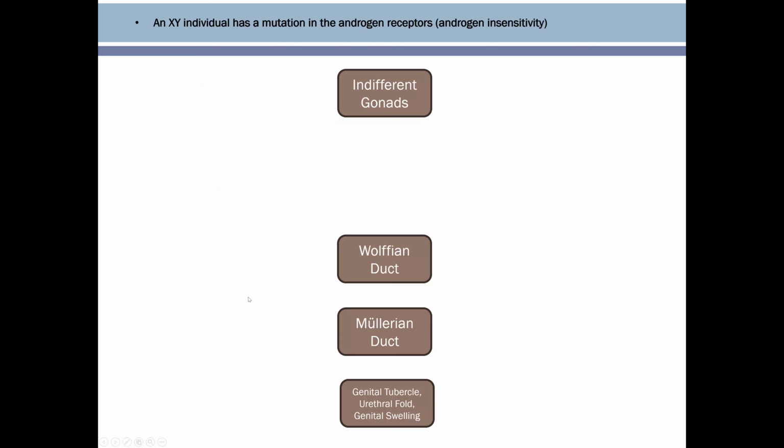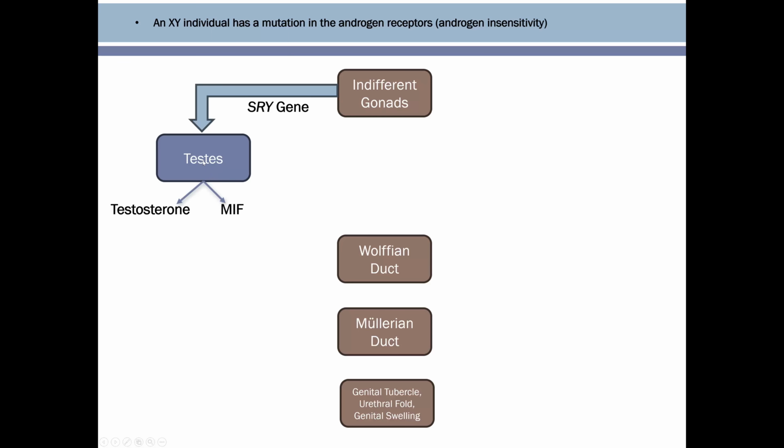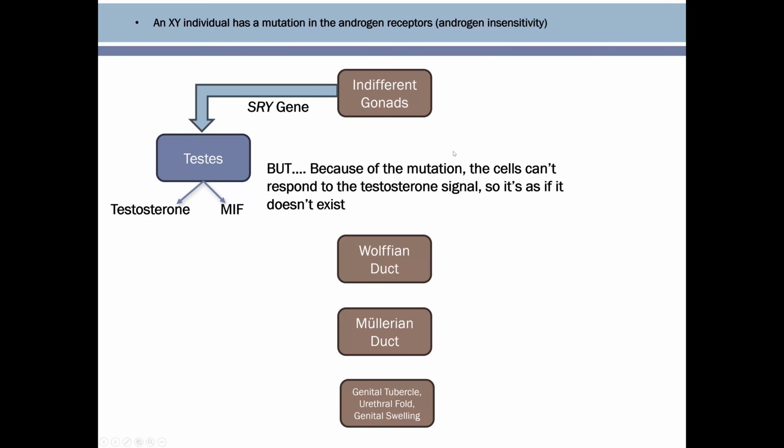Now let's look at what would happen if you have an XY individual who has a mutation in the androgen receptors, which is called androgen insensitivity. Because it's an XY individual, I would have an SRY gene on my Y chromosome. That would cause the gonads to develop into testes. I have testes, so they're going to produce testosterone and Mullerian inhibiting factor. But because of this mutation, the cells can't respond to the testosterone signal.